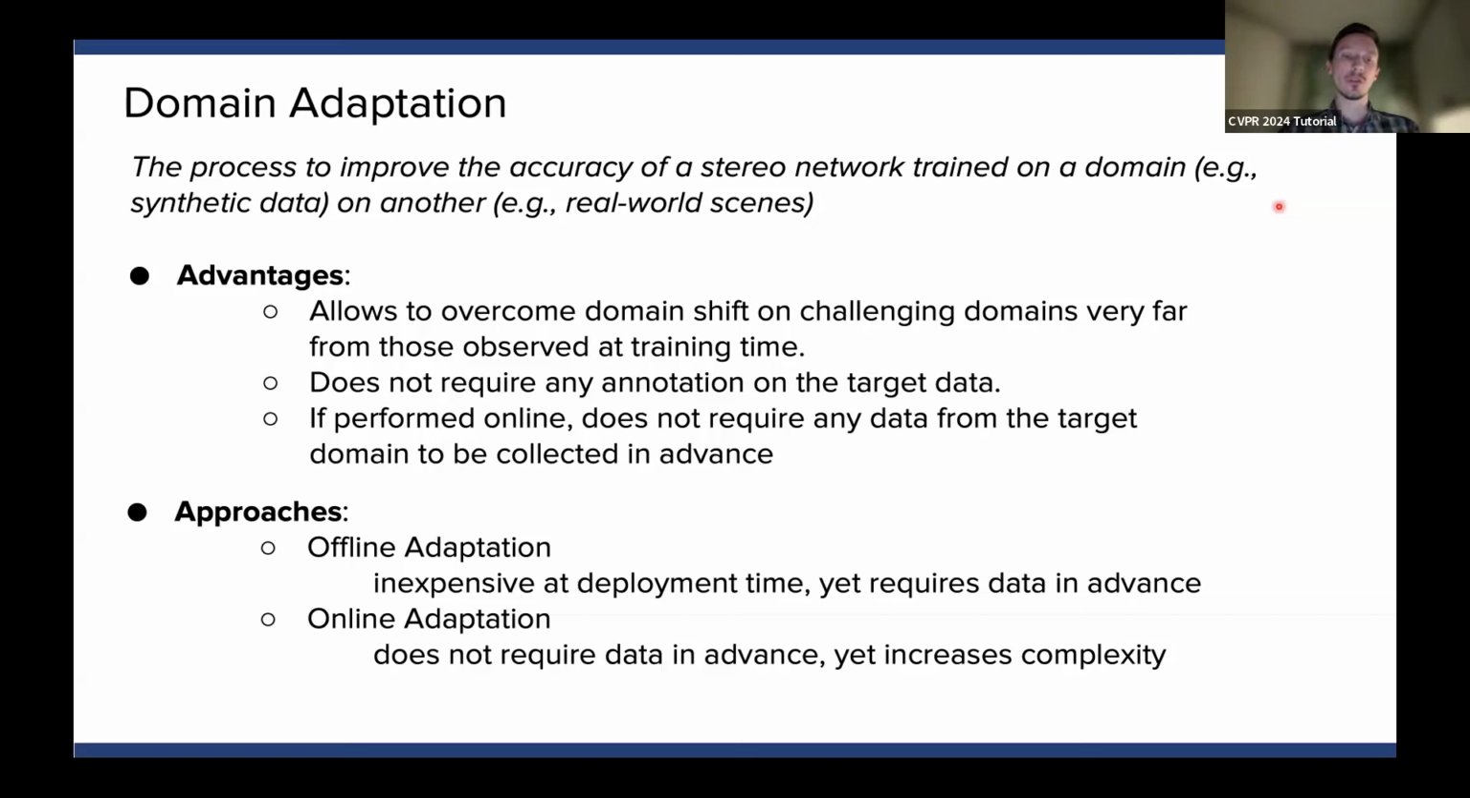And accordingly, we are going to see two main families of approaches that are respectively offline adaptation, which is inexpensive at deployment time because at deployment time we will run a network that has been previously adapted, but this approach requires access to the domain data in advance in order to carry out the adaptation. While on the other hand, we have online adaptation, which does not require any data to be available in advance. However, this makes the complexity increase at deployment time because the adaptation process itself is carried out as soon as we get the images that we are processing in the real applications.